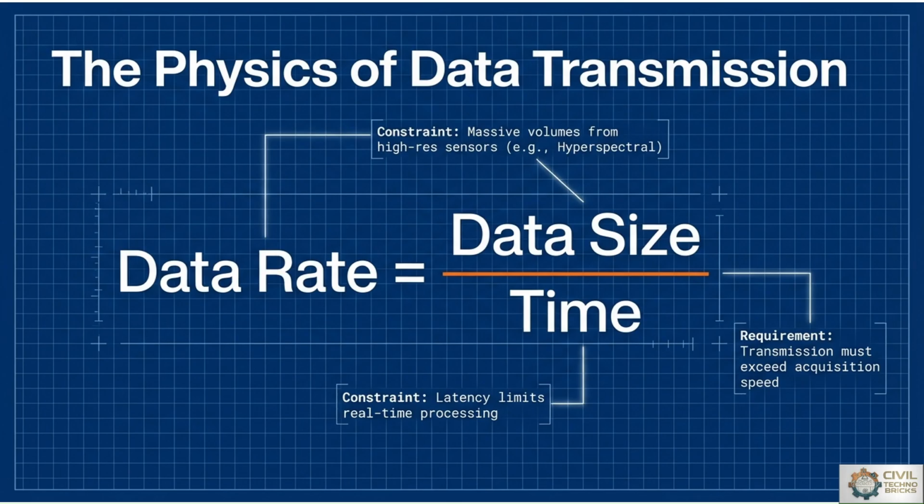And that size of data depends most importantly on the constraints of time. Those constraints are latency limits with reference to real-time processing. So time is based on the real-time scenario. What is the requirement of output? The transmission must exceed the acquisition speed, which means the physics of data transmission is most important and plays a role in expanding or increasing the acquisition speed.